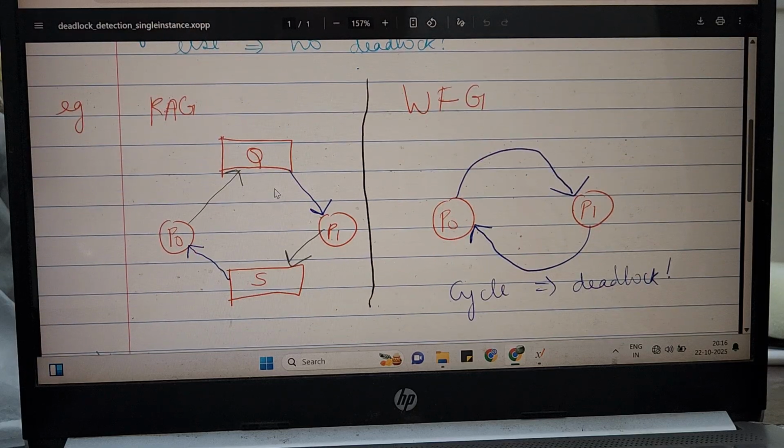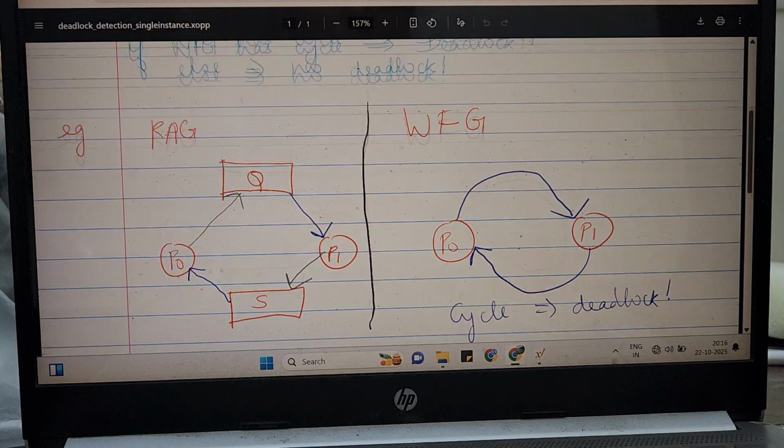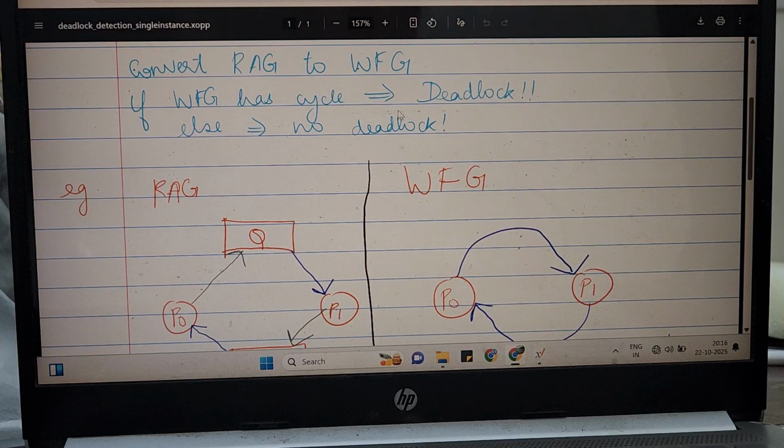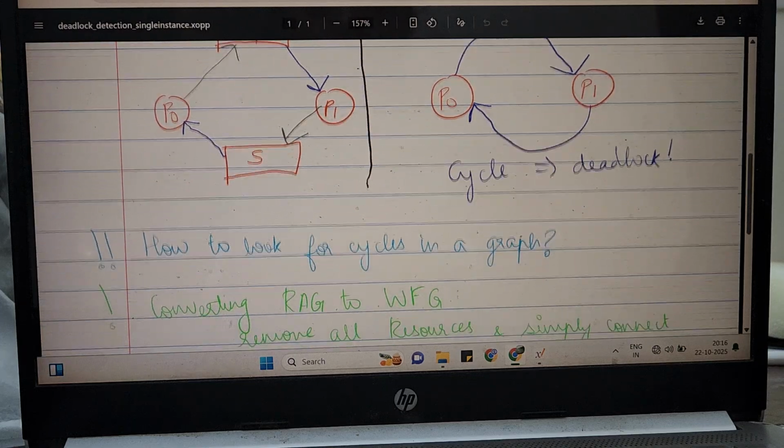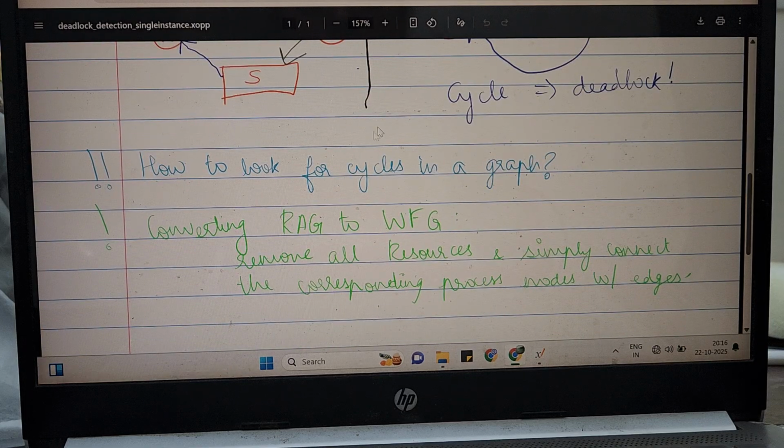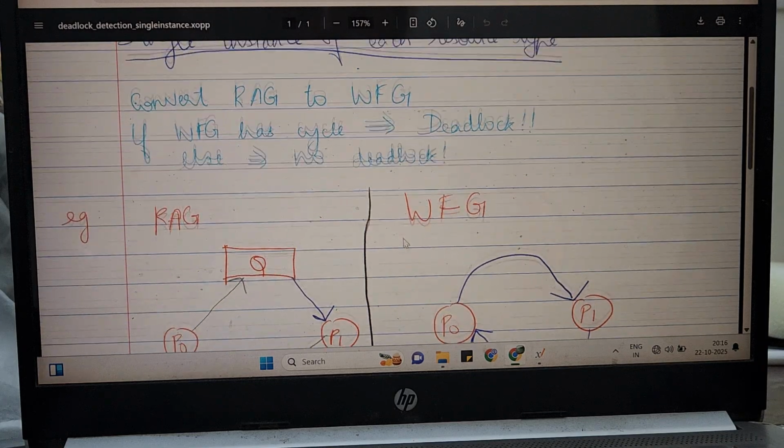You take the RAG, remove all the resource nodes, and combine the request and allocation edges into one edge, thereby creating the wait for graph. Check for a cycle in the wait for graph. If there is a cycle, it's a deadlock. If there is no cycle, there is no deadlock. As simple as that. So that is the end of the concept per se.